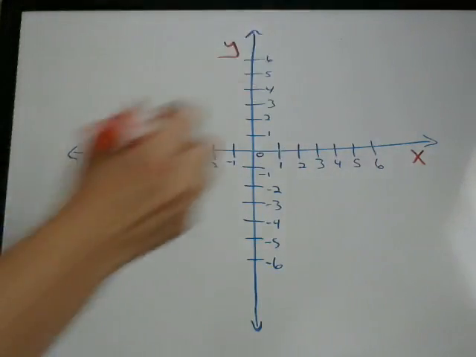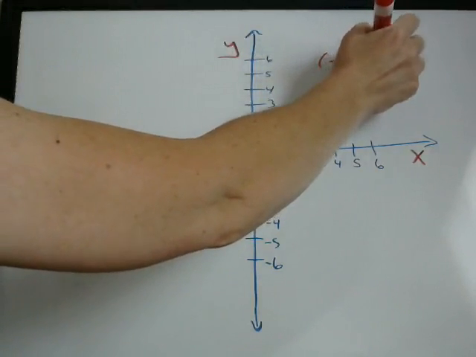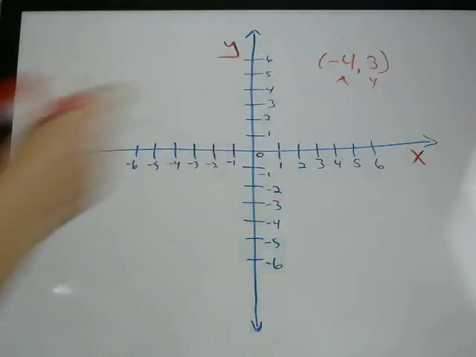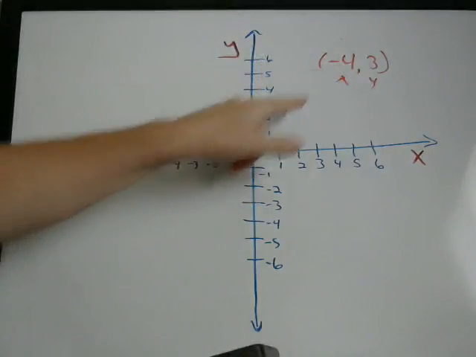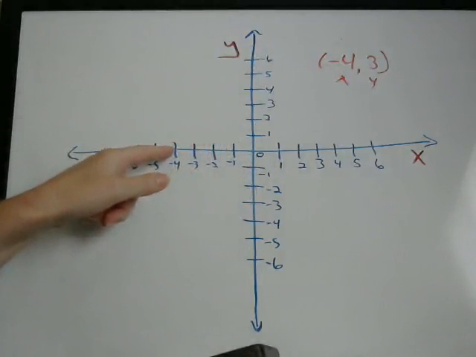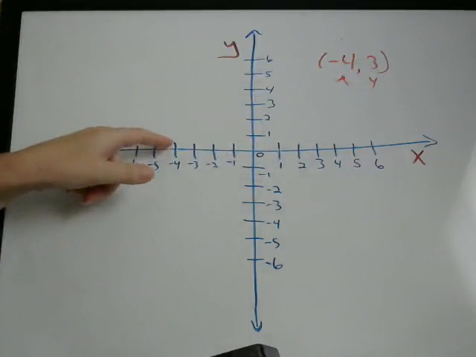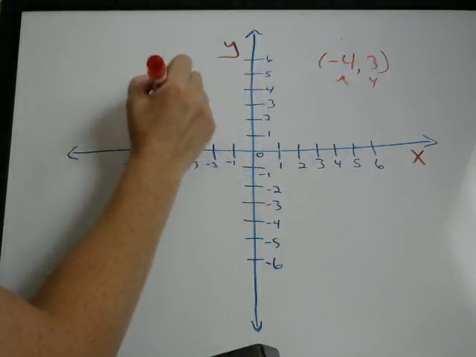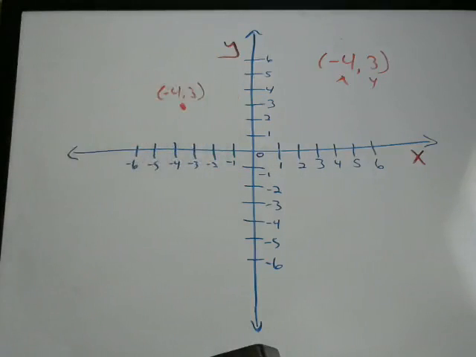If we have a point, for example, -4, 3, again, you have your x component and your y component. So x is -4, so you start at the origin. Since it's negative, we're going to go to the left. 1, 2, 3, 4. And then from there, your y component is a positive 3, so we're going to go up 3. 1, 2, 3. So that point would be plotted right here.